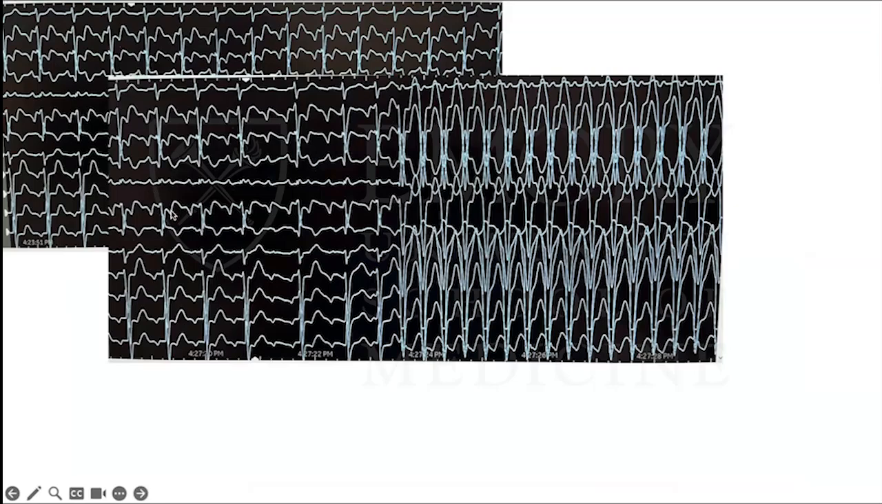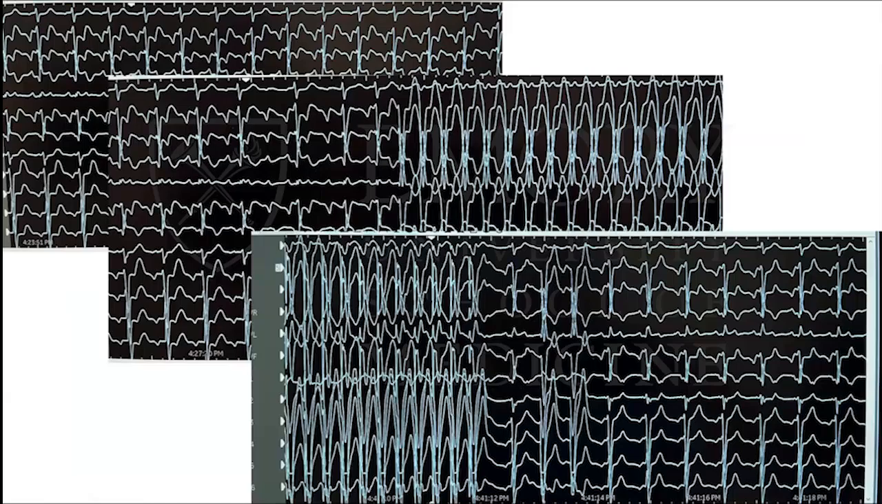So we see that she's in 3-to-1, 2-to-1 flutter. So, flutter with variable block. Then all of a sudden, off to the races here with a wide complex tachycardia. And then this is the termination of that tachycardia, again showing that back into this 2-to-1, 3-to-1 typical flutter.